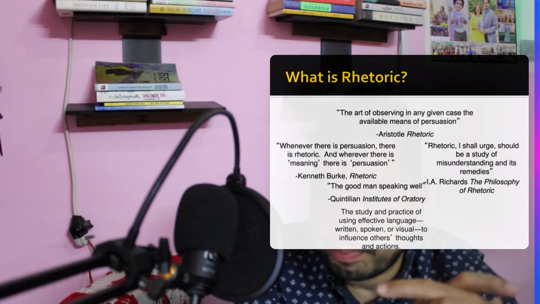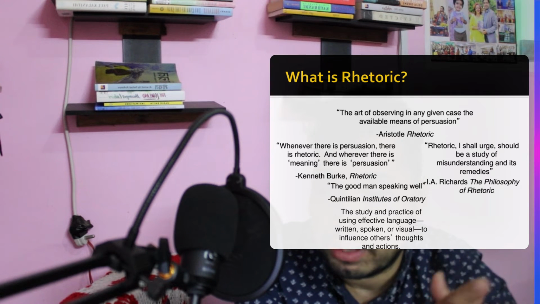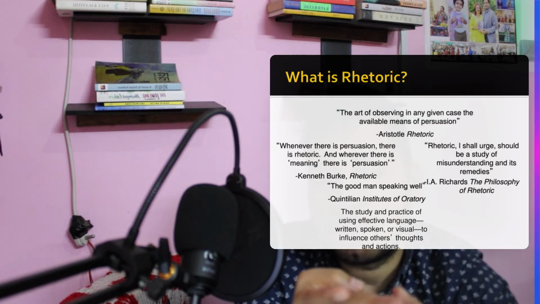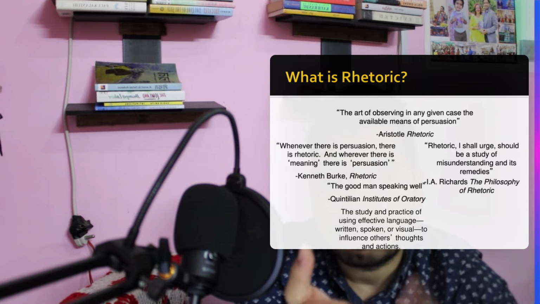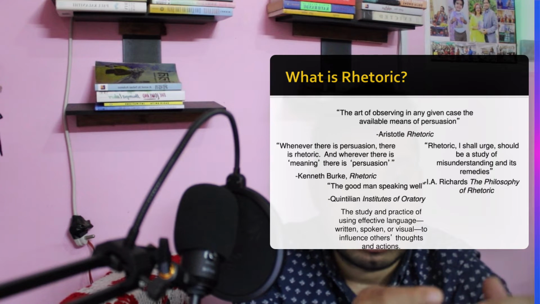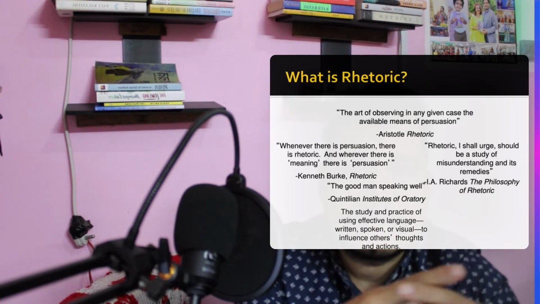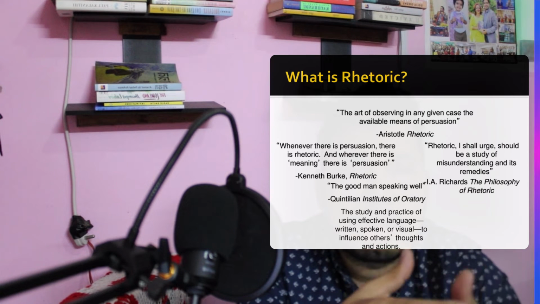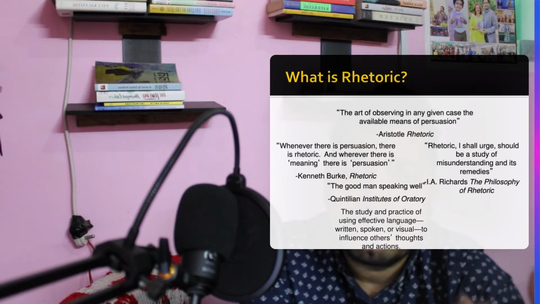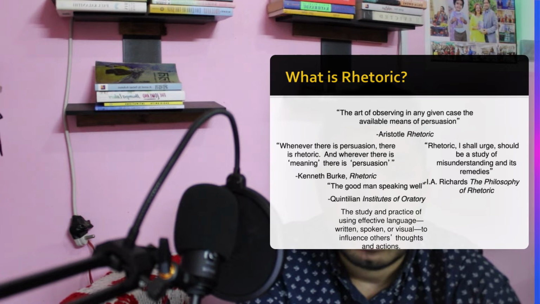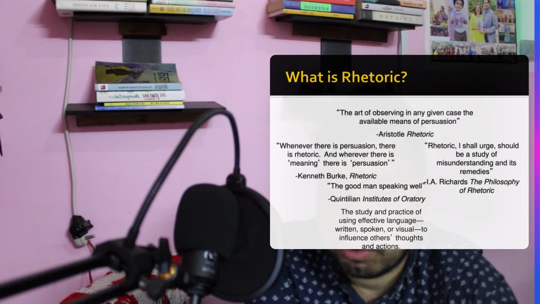Again, Kenneth Burke defines rhetoric: whenever there is persuasion, there is rhetoric, and whenever there is meaning, there is persuasion. And again, when we talk about rhetoric, it has something to do with language, persuasion, and communication. The clarity in writing or in a speech. The more communicative and powerful or effective you are, the better your communication becomes, and that has something to do with rhetoric.